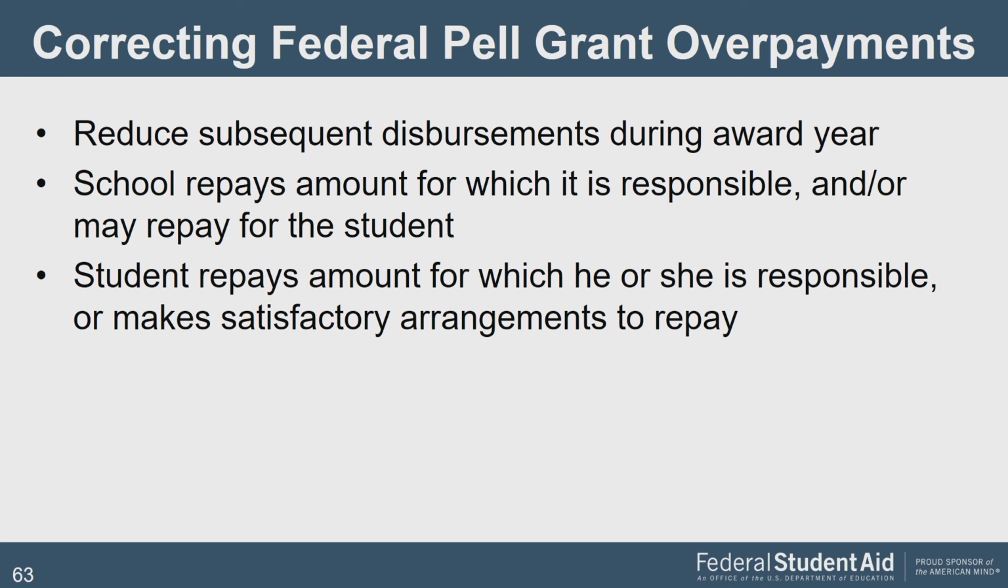In order to correct those Pell Grant overpayments, you can either reduce the next award, the next disbursement for the next payment period. The school would also have to repay the amount for which it is responsible. But you can also repay for the student. Again, this is if it's a school error.